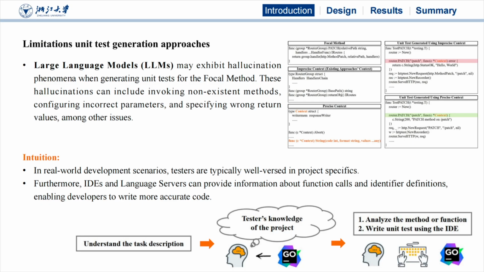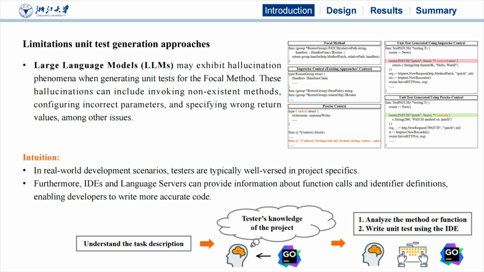Recently, LLM-based unit test generation methods have attracted significant attention and shown promising results. However, these approaches still face several limitations because large language models may exhibit hallucination phenomena when generating unit tests for the focal method. These hallucinations can include invoking non-existent methods, configuring incorrect parameters, and specifying wrong return values, among other issues. But in real-world development scenarios, testers are typically well-versed in project specifics.